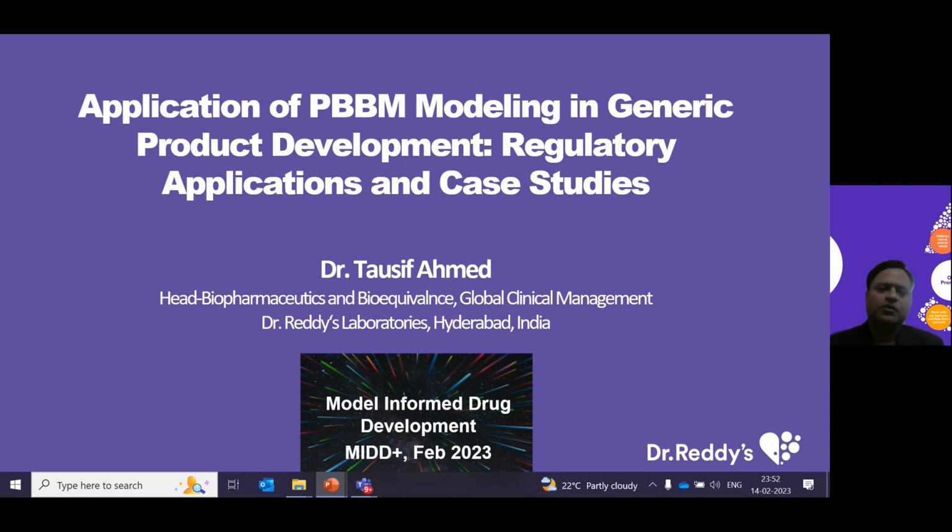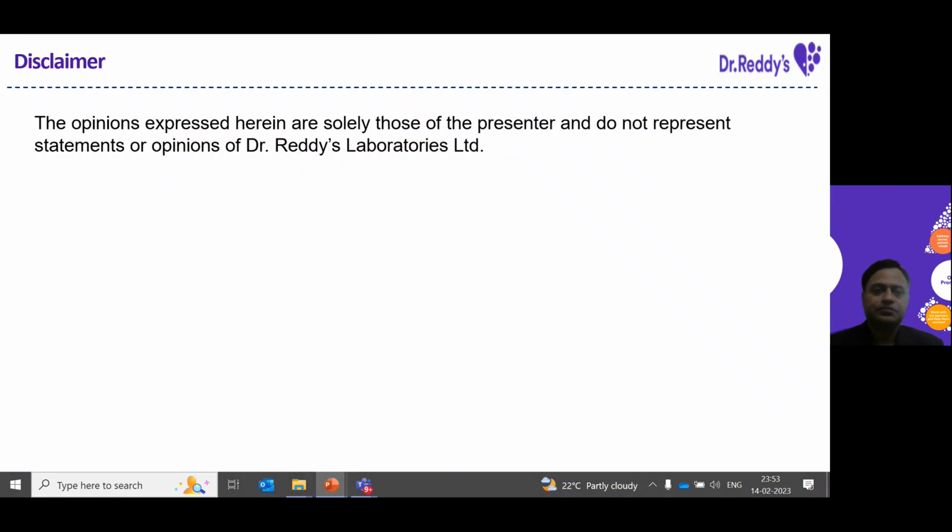Today, I'm going to talk about the application of PBBM modeling in generic product development in terms of regulatory applications. And I will also talk about a few of the case studies. Moving on to the next slide.